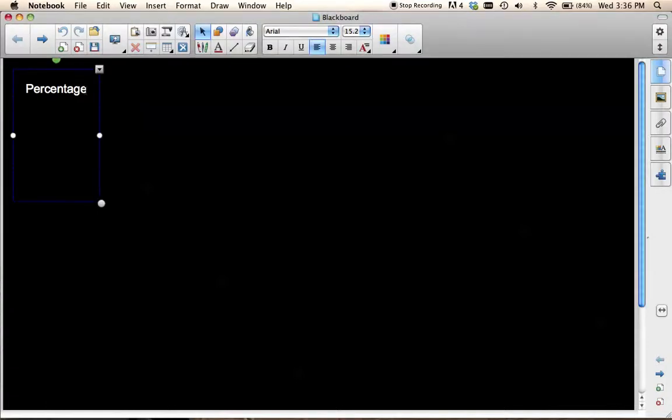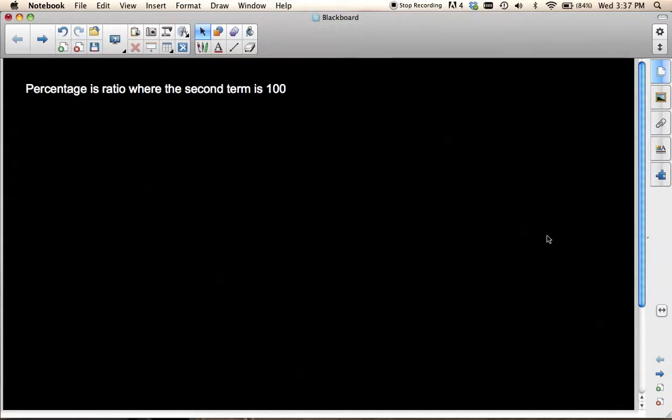Okay guys, we're going to be talking about percentages today. So a percentage is just a ratio where the second term is 100. An example of that would be, let's say we had a ratio of 23 to 100. So our ratio was 23 over 100. And if we wanted to express that as a percent, we'd say, well, 23 over 100 is the same thing as 23%.